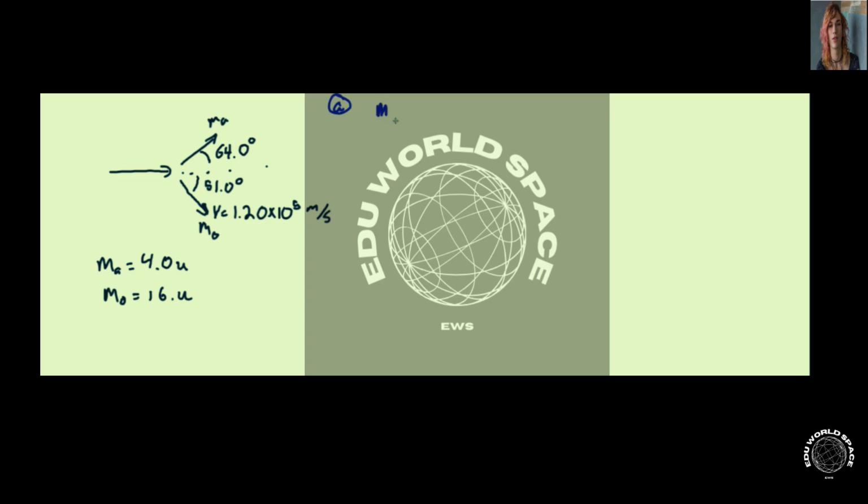So we can write this out like this: mass of the alpha particle times the new velocity of the alpha particle times the sine of this angle, 64 degrees, which I'll call theta 1. And this one I'll call theta 2. So this has to equal and be in the opposite direction to the mass of the oxygen nucleus times the velocity of the oxygen times the sine of its angle, which I said is theta 2, that's 51 degrees.